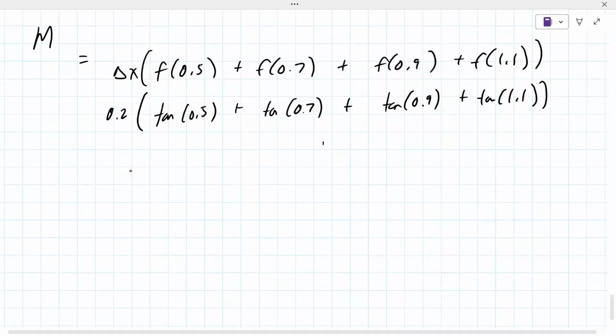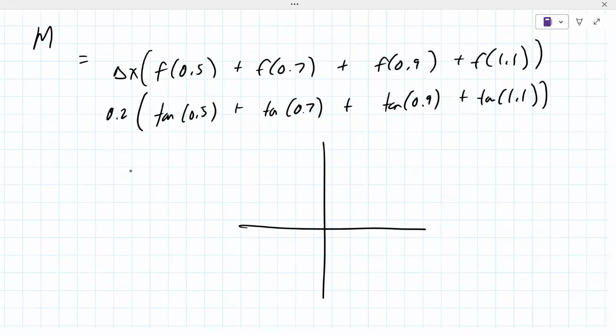Go ahead, question. The midpoint and the others are all going to give you different numbers, right? But they should be relatively close. Yes, the answer is yes, but I couldn't say how close.